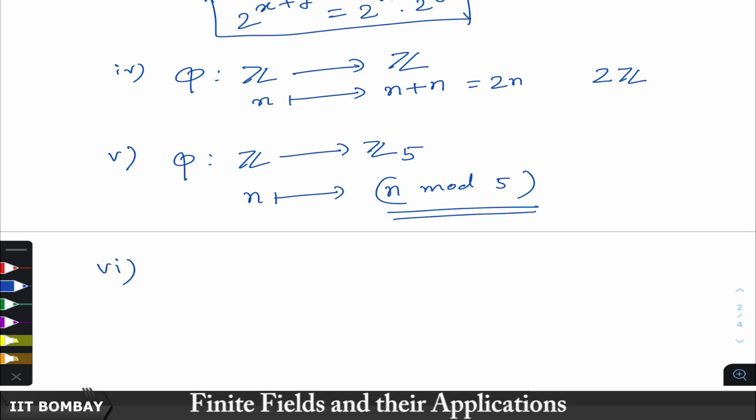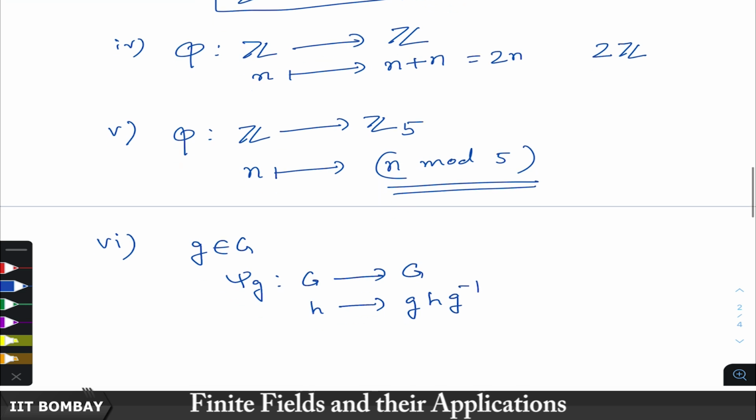Now, let us take another map. Fix any element g in G and define this map using psi g, and how is it defined? It takes any h to g h g inverse.